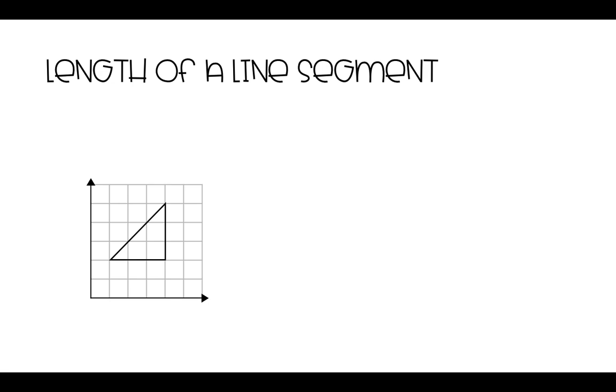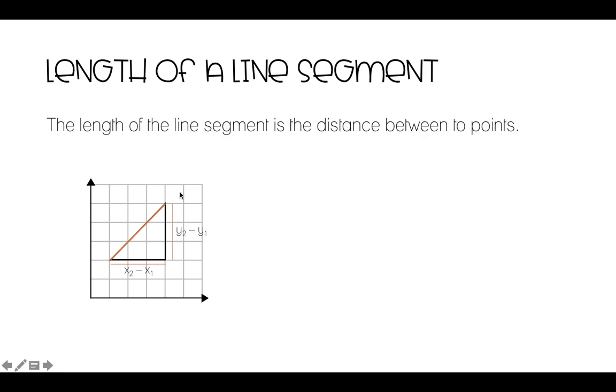What do we mean by the length of a line segment? Well, the length of a line segment is this length here, between the 2 points. That's what we're trying to find out. So we've got our x2 minus x1 here, and our y2 minus y1. The length of a line segment is the distance between 2 points.